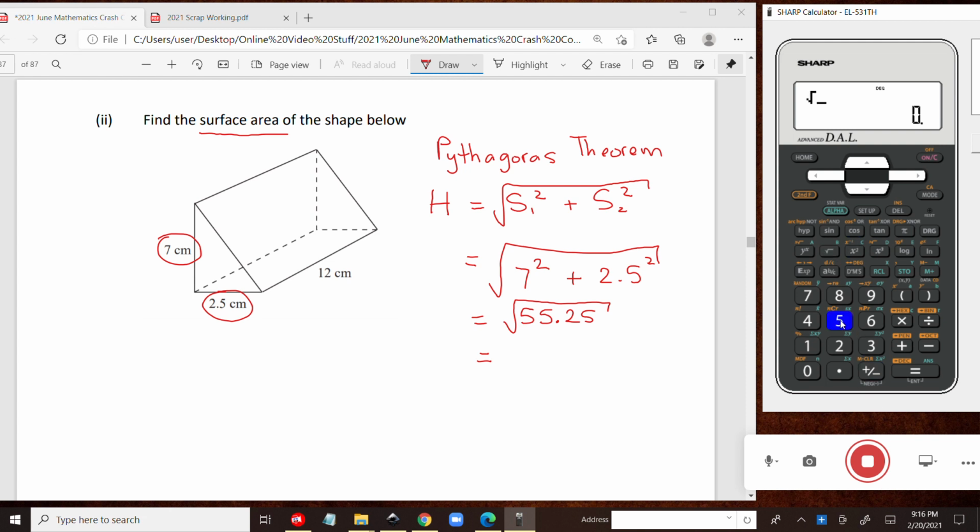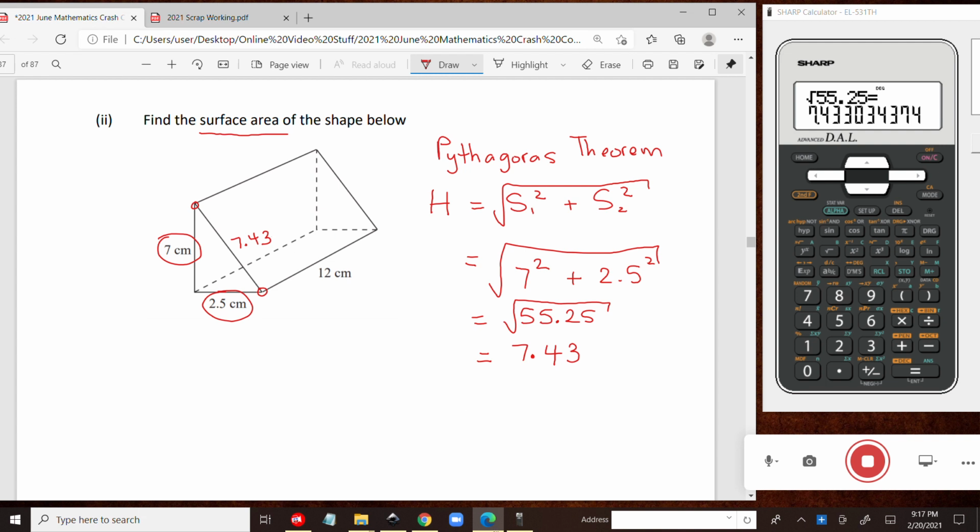Square root 55.25, and we will get 7.4. I'm just going to put it to one decimal. Well, let's go to two decimal places: 7.43. So the length from here all the way to here is 7.43. Like I said, that hypotenuse is going to be very important in the rest of the question.